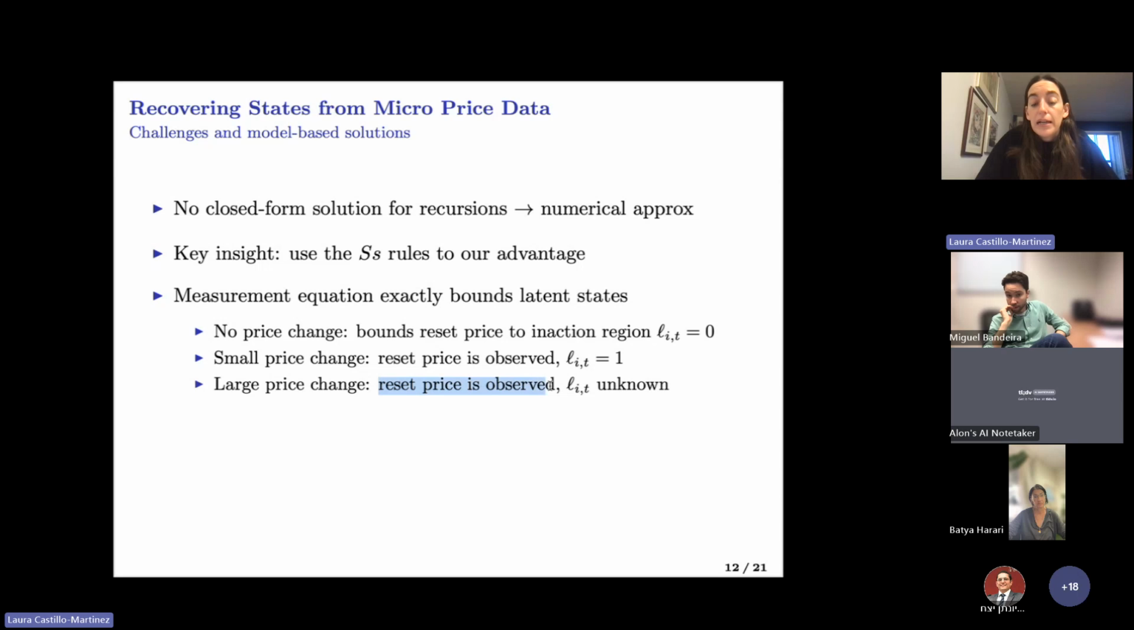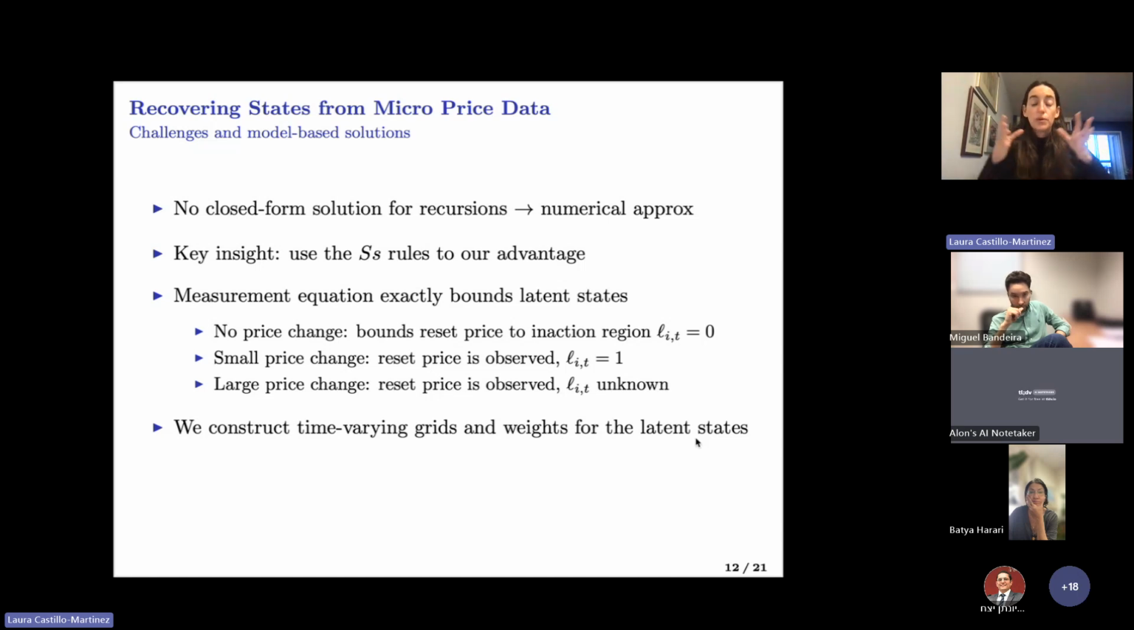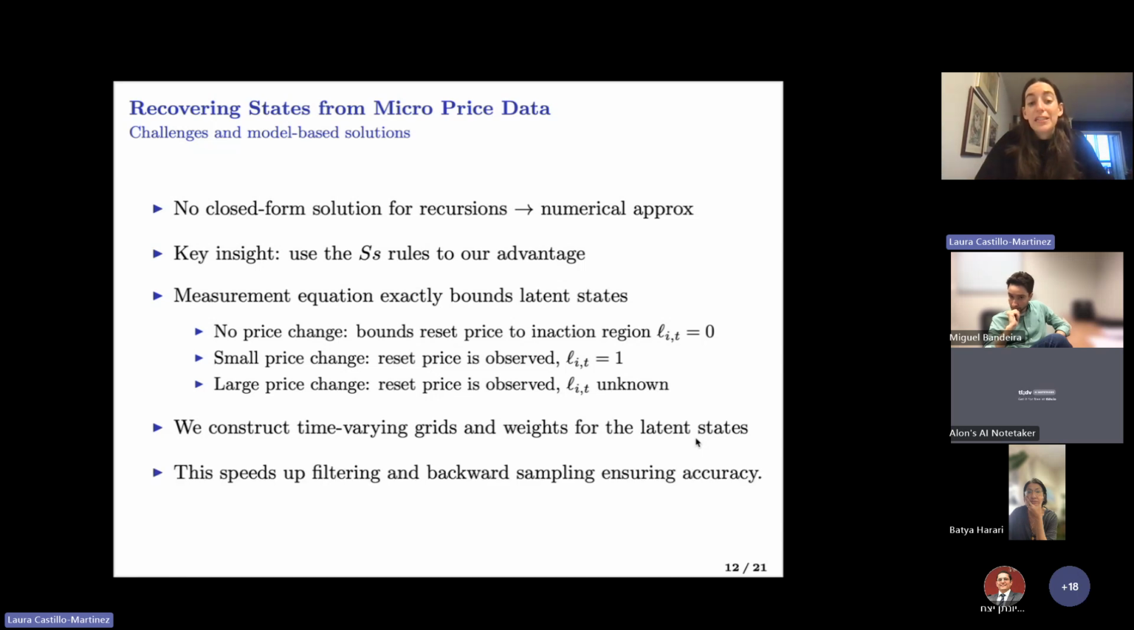What's a little bit more uncertain is the adjustment opportunity. We don't know if it's equal to 1 or it's equal to 0. However, in any case, we just have two different options. That reduces the state space massively. So we're going to be using this property of the model, the fact that the SS rule is going to be bounding the latent states, to construct time-varying grids and weights for latent states. This is going to allow us to concentrate all the computational power where it's exactly needed. And this is going to speed up massively the filtering step, allowing it to be very accurate.